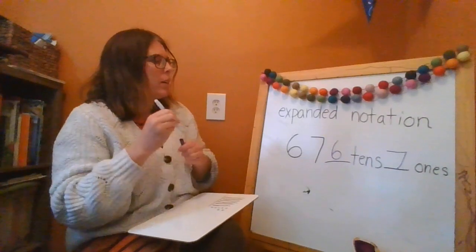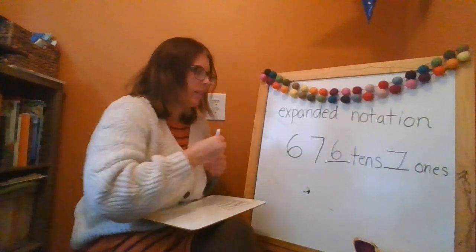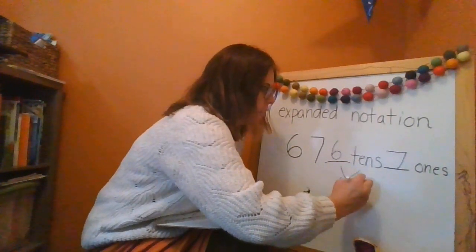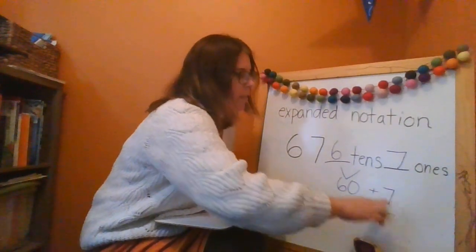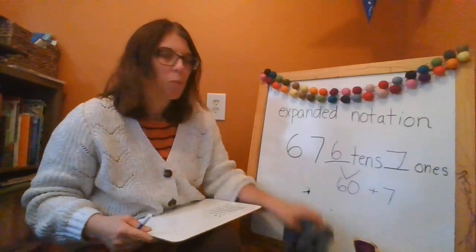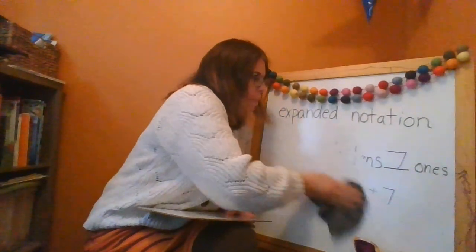And we know 6 tens is 60. We counted here, right? So that has a value of 60. And that has a value of 7. So 60 plus 7. 6 tens and 7 ones. Okay, let's do one more. We'll do one in the hundreds together. And then I'll show you your papers for today.